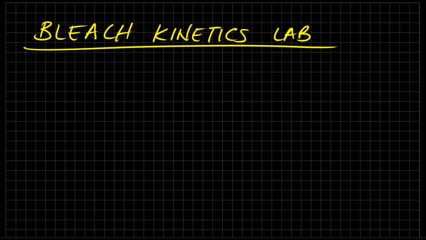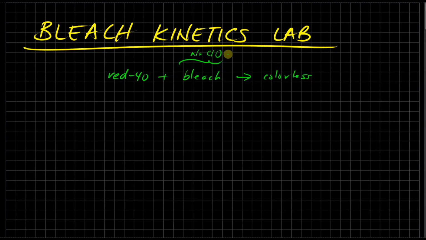Now bleach, as we all know, discolors our clothing, right? So if we have some colored clothing or some colored dye, and in our lab we're going to use red 40 dye, interacting with bleach, it'll produce some colorless product. Bleach, in case you're wondering, is sodium hypochlorite. Okay, so this is our reaction.